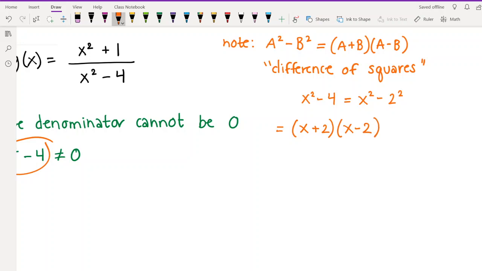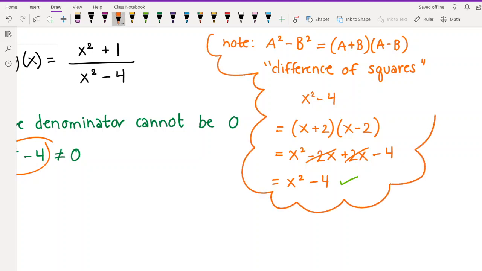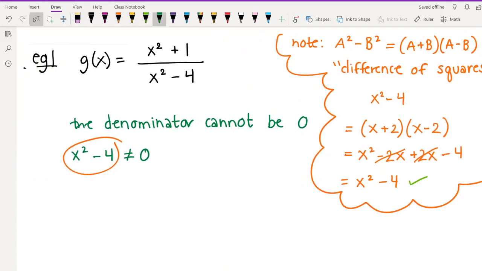Let's check that that's the correct factoring. If we multiply these together, we end up with x squared minus 2x plus 2x minus 4. The middle terms just cancel out, and we're left with x squared minus 4, which is exactly what we started with. A side note there, but as I mentioned, this is an important kind of factoring to be aware of. It'll definitely come up throughout this class. Okay, so we can write x plus 2 times x minus 2 is not equal to 0.